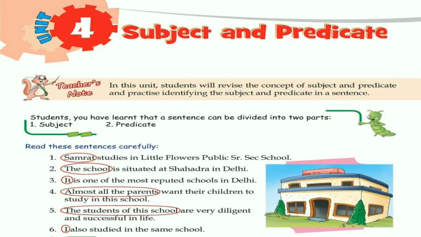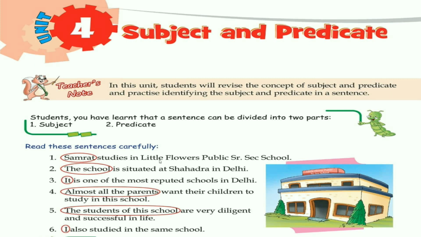So let's start. Chapter 4, subject and predicate. Students, you have learned that a sentence can be divided into two parts, that is subject and predicate. Read these sentences carefully. Samrat studies in Little Flowers Public Senior Secondary School. So children, whom we are talking about here, we are talking about Samrat. So it is a subject and the rest of the sentence will be predicate.